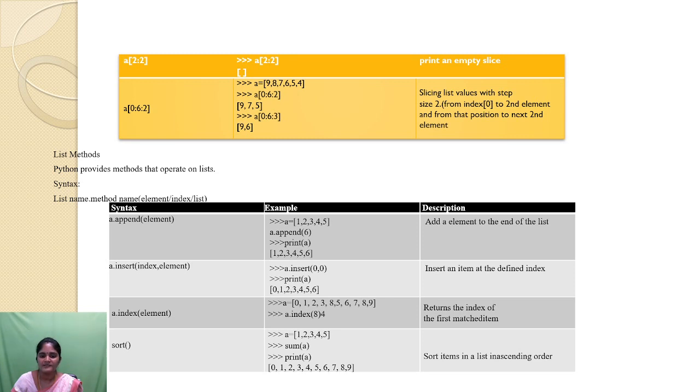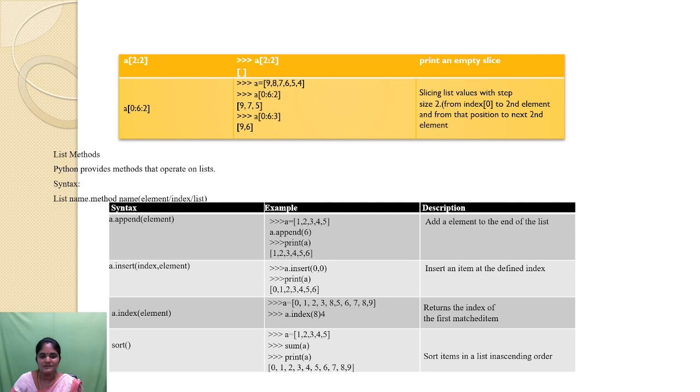All the elements are present, but we have one more parameter, the step size 2, which is the last parameter. From that position we move on to the next second element, that is the meaning of 2. From that position we move on to the next second position. That is the step 2. So the answer will produce 9 7 5. Likewise, they are producing the output.